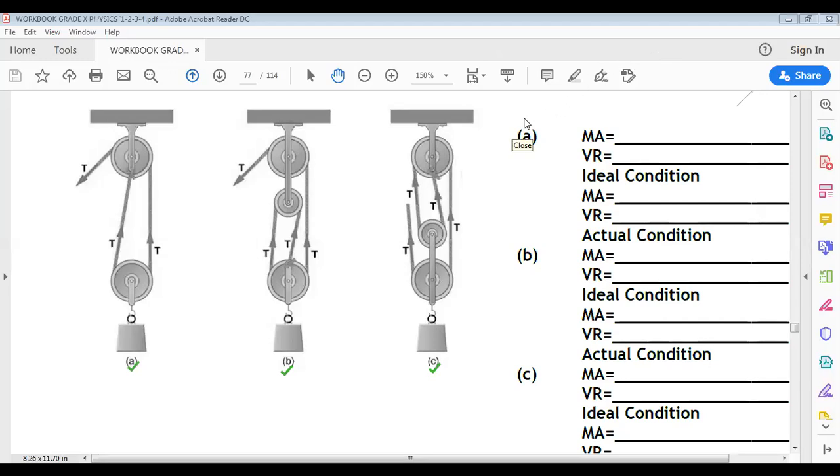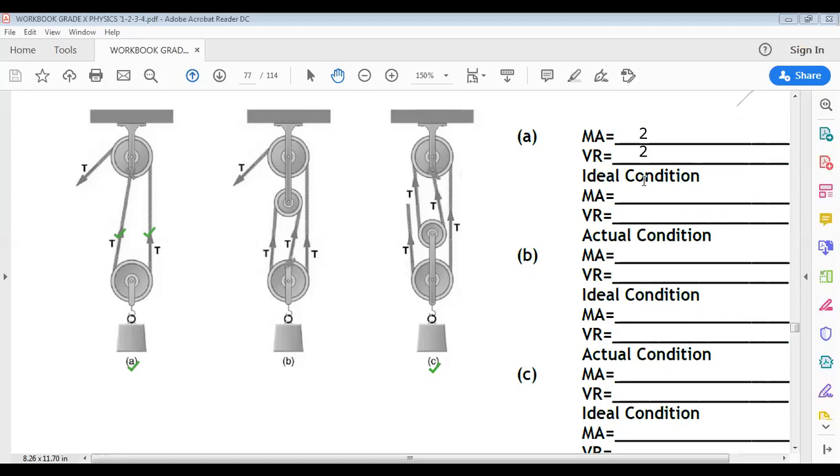How much is the MA? Look, for finding the MA, it's very simple. You just have to look at the number of strings supporting the movable block. So this is my movable block, this string is supporting and this is supporting. So how much is my MA? 2. And how much will be the VR? VR will also be 2 in the ideal case. So my MA is 2 and my VR is 2. This is for ideal condition.